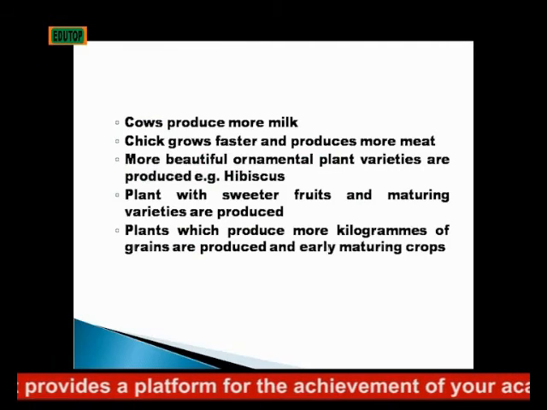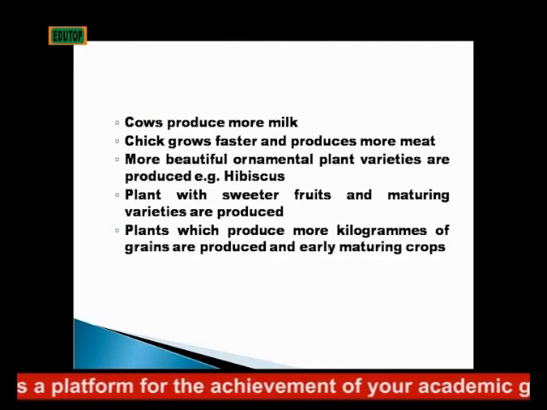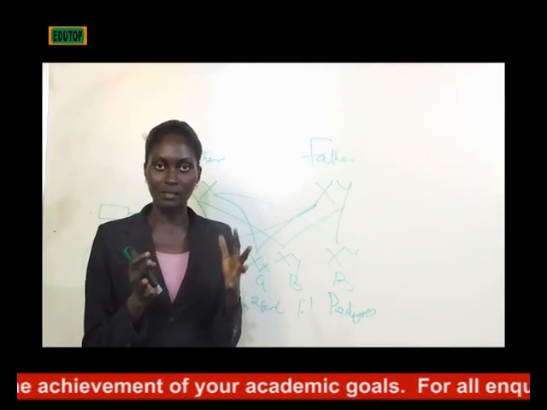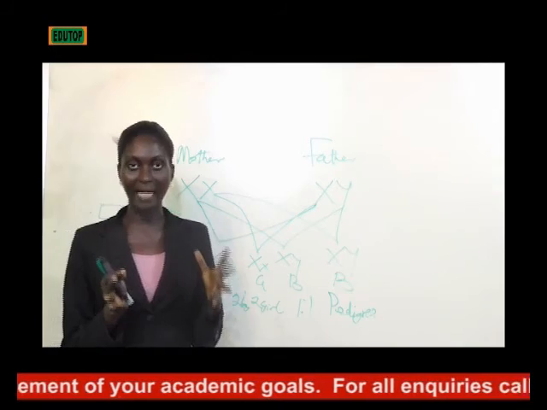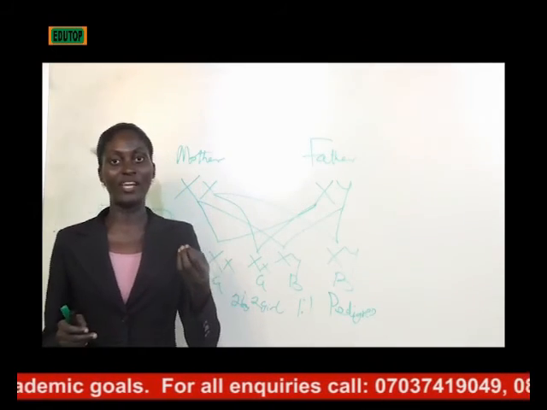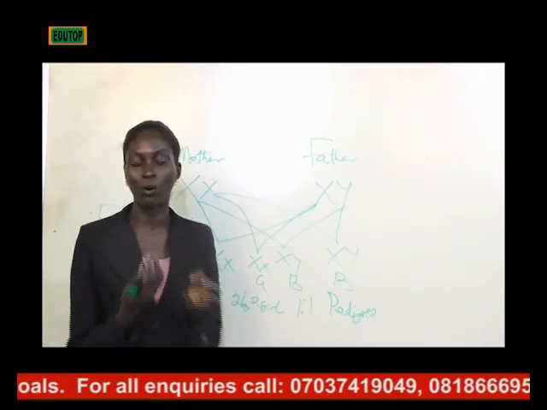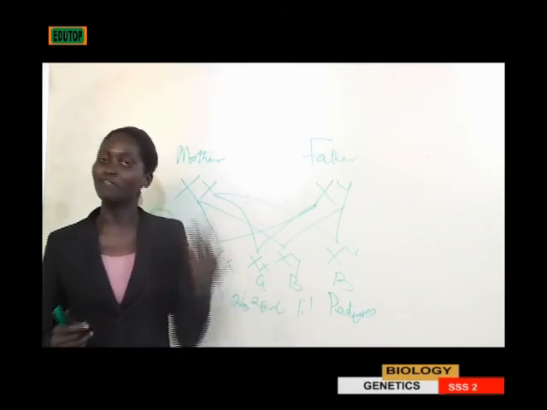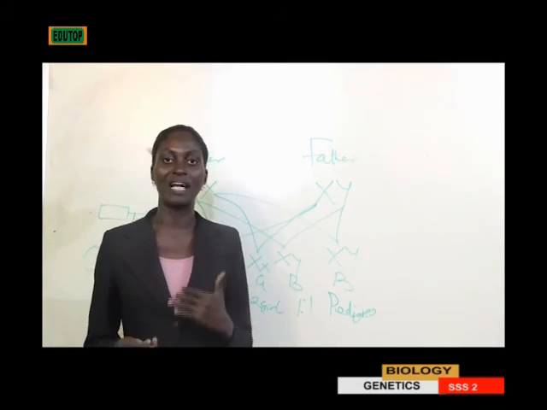Then plants with sweeter fruits and maturing varieties are produced. I don't know if you have seen a mango that is as big as this before. This is my hand, this size. There are mangoes that are like that, against the conventional ones that are so small. Those ones are very, very big and very sweet. So it's the work of plant breeders that have done that.